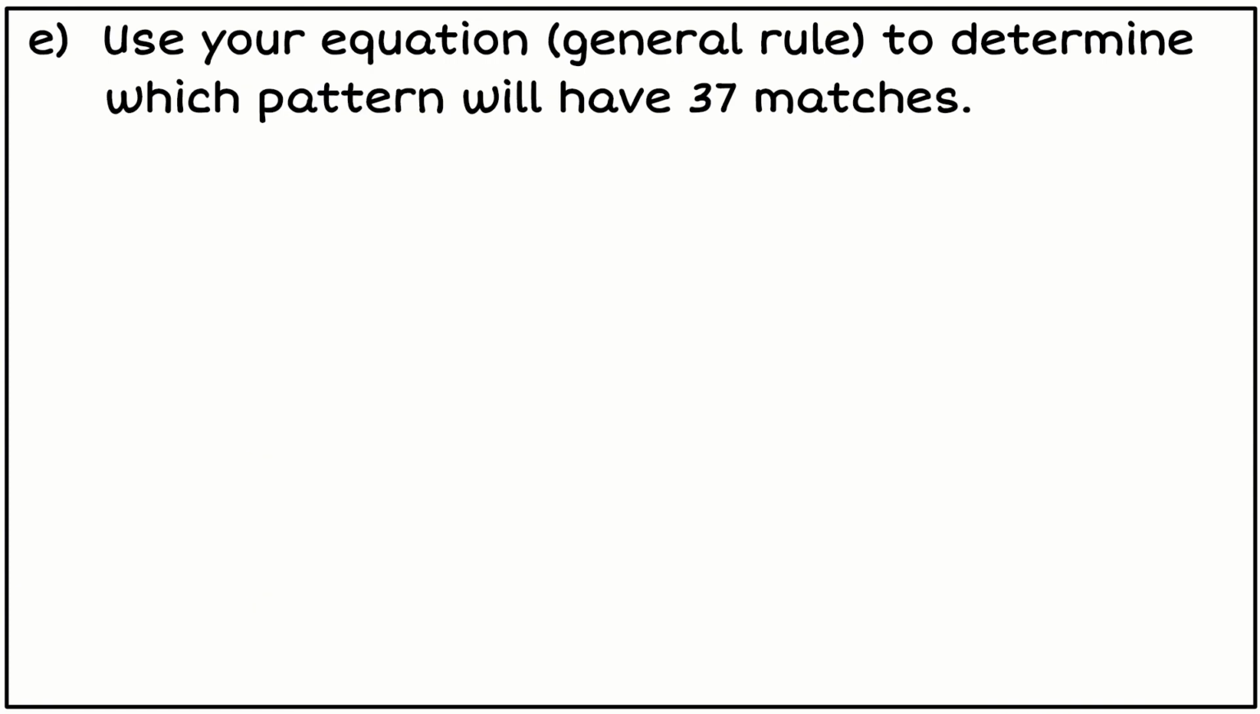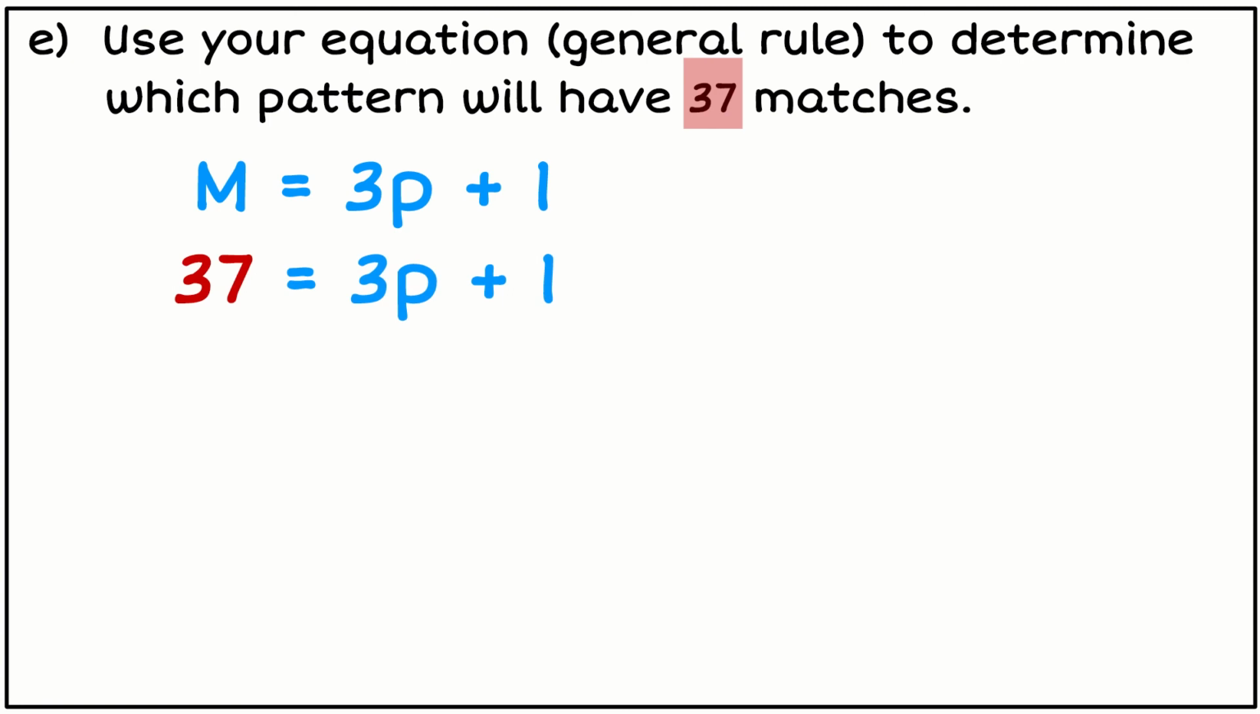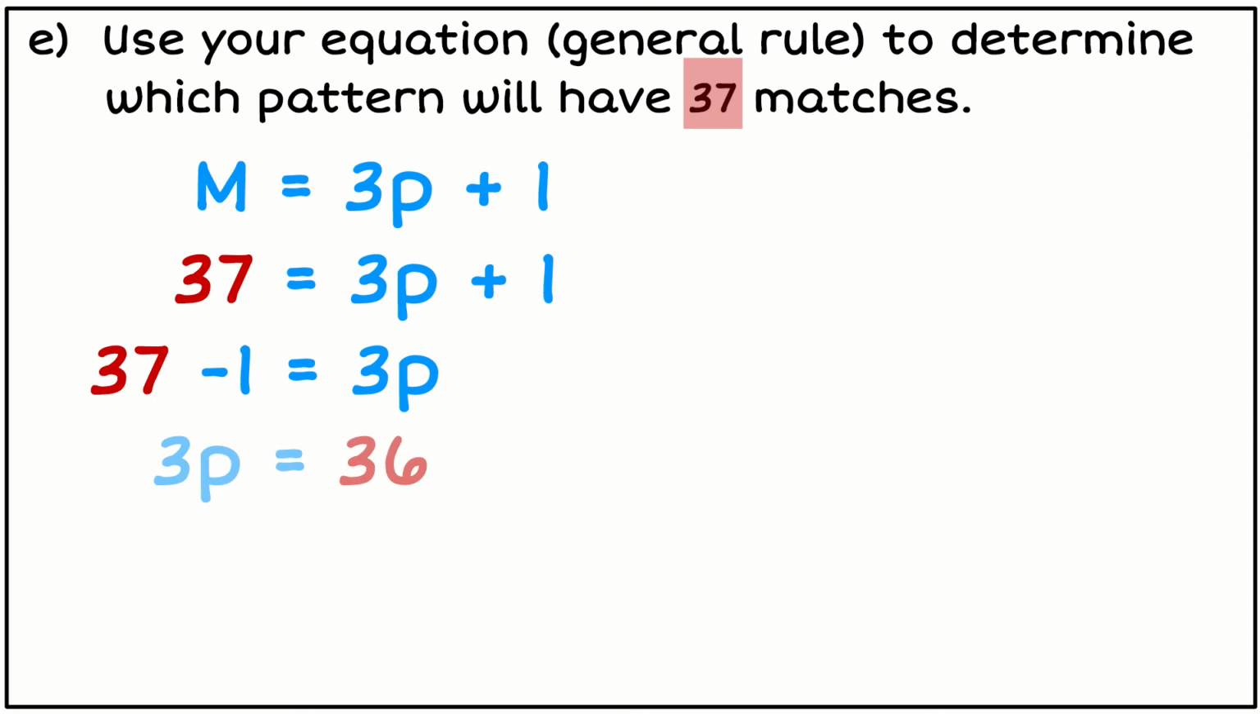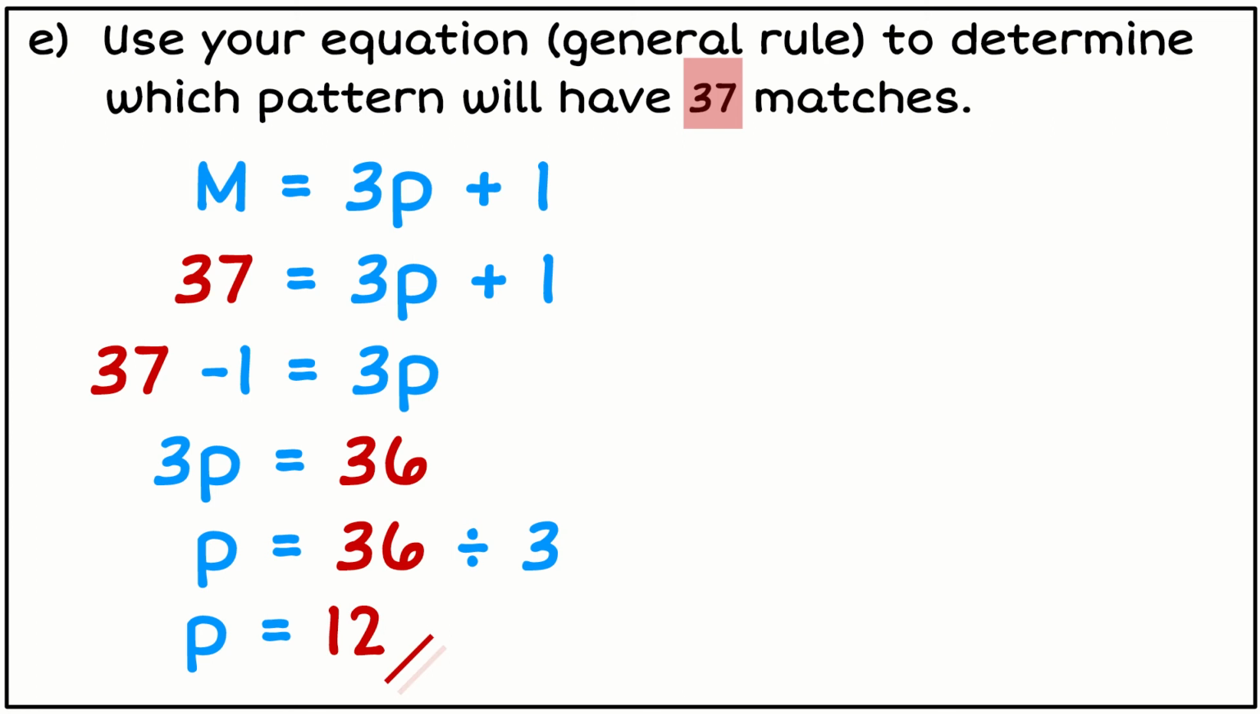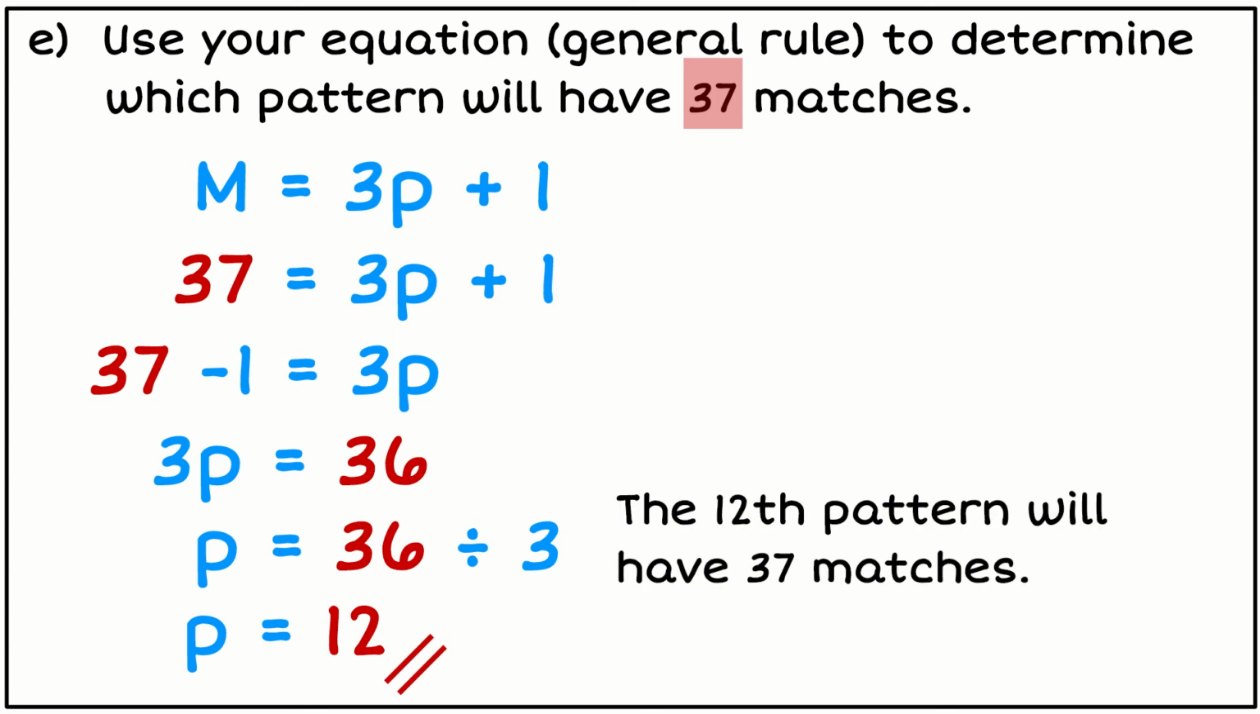Using our equation then, we can find which pattern has 37 matches. So we've got 37 is the number of matches m. So now let's solve this. Subtract 1 from both sides, and simplify. So 37 minus 1 is 36. Divide by 3, and that gives us p of 12. So that tells us the 12th pattern will have 37 matches.